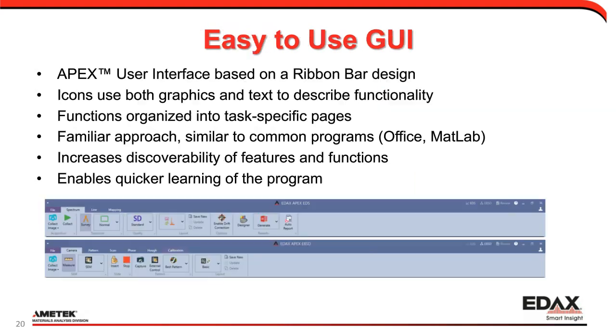One of the foundations of this is, of course, the user interface. We've gone to what's called a ribbon bar design, very similar to what you'd see in something like Office or MATLAB. We tried to make icons both graphical for easy recognition, but with text to describe what they do, to provide feedback on what each button does. Functions are all organized into task-specific pages. This makes it easy to find things, makes it easy to do what you want to do, and you can learn the program very quickly. Like I mentioned, they're very similar from one to the other. So the collect image buttons are in the same place, where we start things is in the same place. So it's very easy to transition from one to the other.